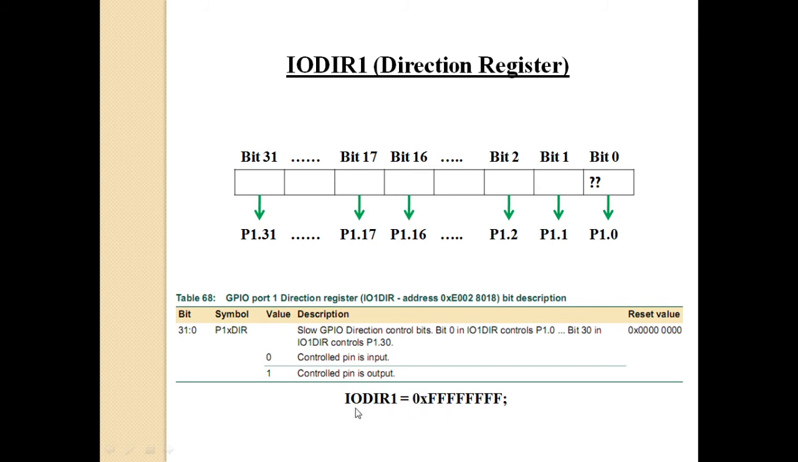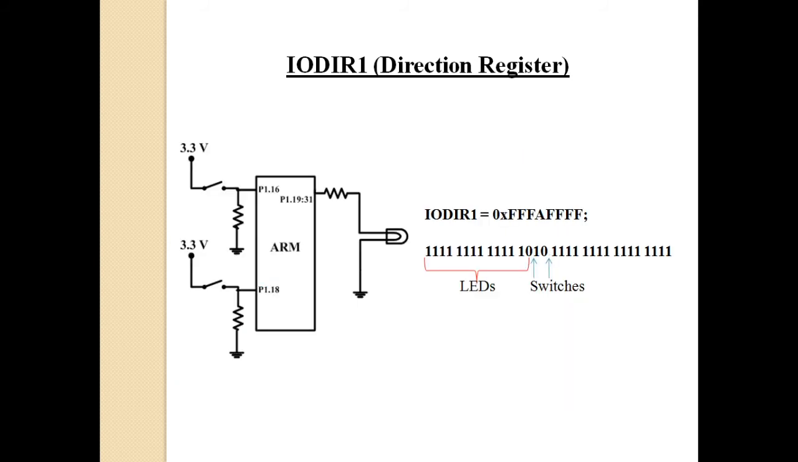So if you are writing IO direction 1 equal to 0x FFFF, you are configuring P1.16 to P1.31 pins. Those 16 pins you are configuring with direction as output. Similarly, we will take another example. This is not related with our experiment, it is only another example.